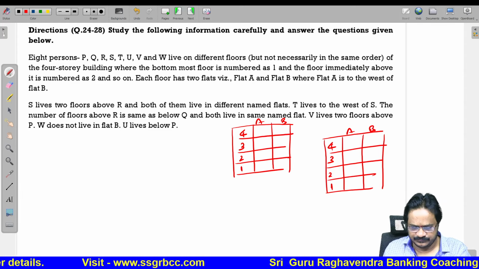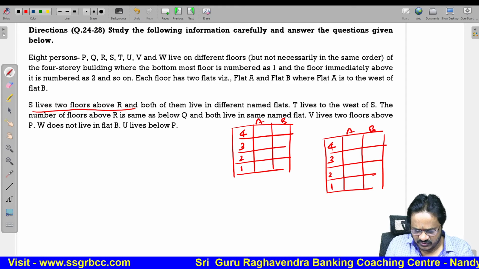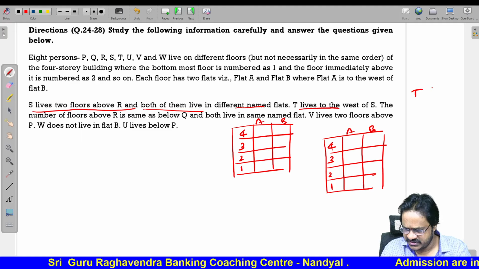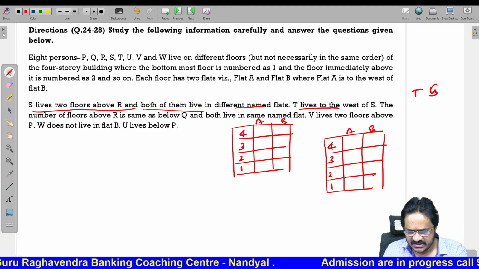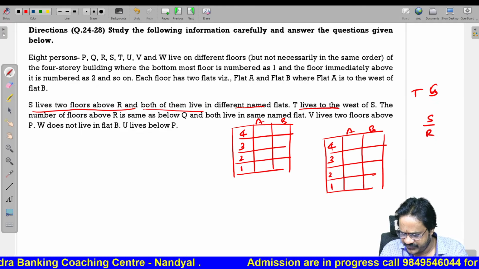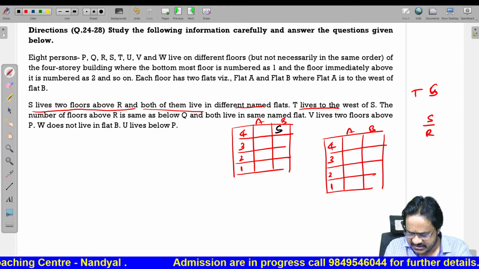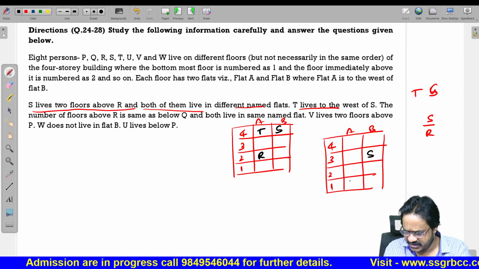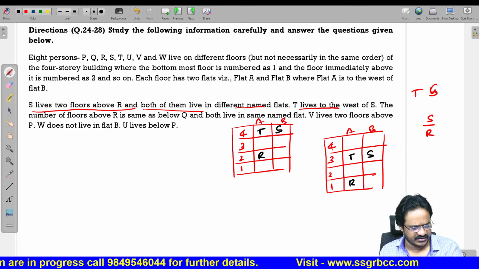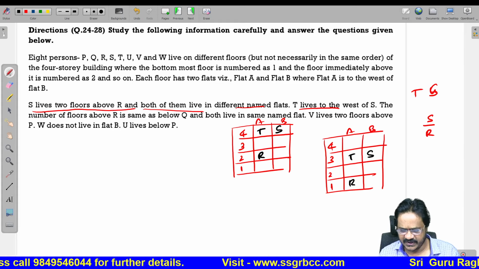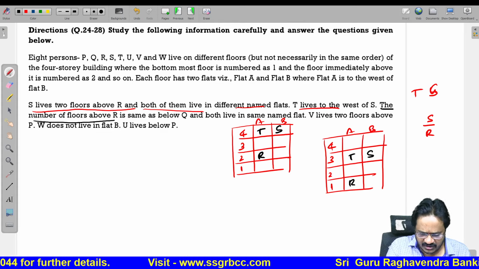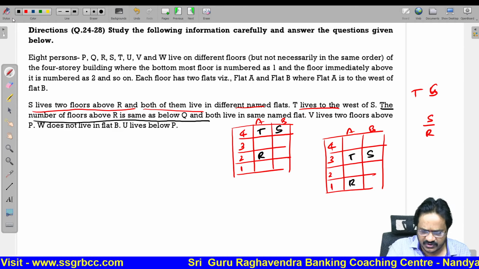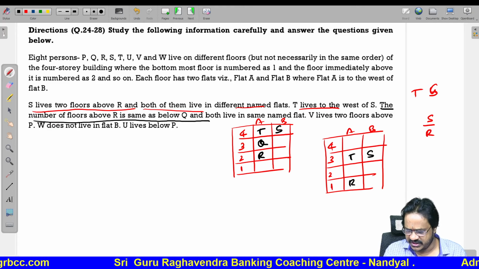Now, S is living 2 floors above R. Both of them live on different flats, and T lives to the west of S. So it can be like this: S, R, T, or S here we will get R, this will be T. So we can try both cases. Then the number of floors above R is the same as below Q. Above R there are 2 floors, below Q also there are 2 floors, and they live on the same flat.